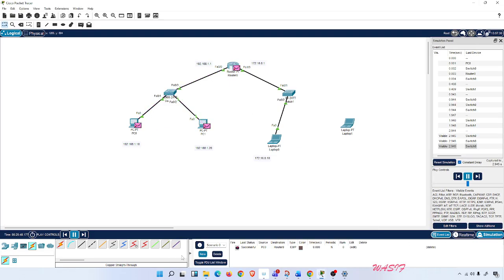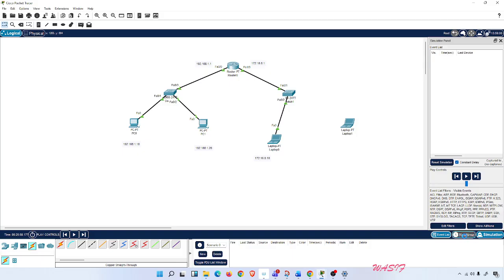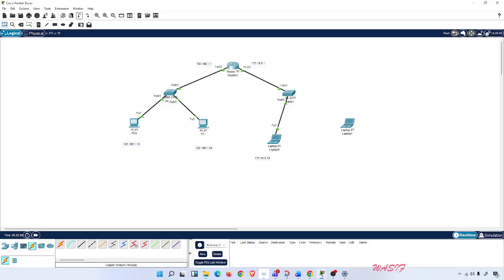Now delete this one, real time. Now let me send a packet from here to here, and if you look at here, it is also successful. So sending a packet from here to here is also successful because they are on the same router, okay?